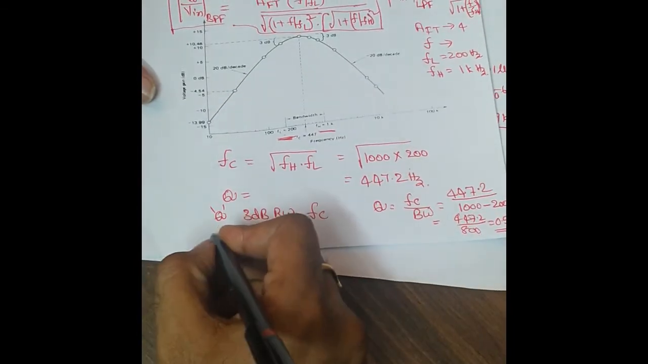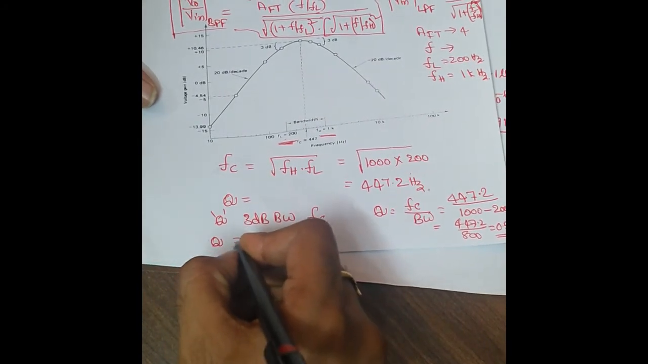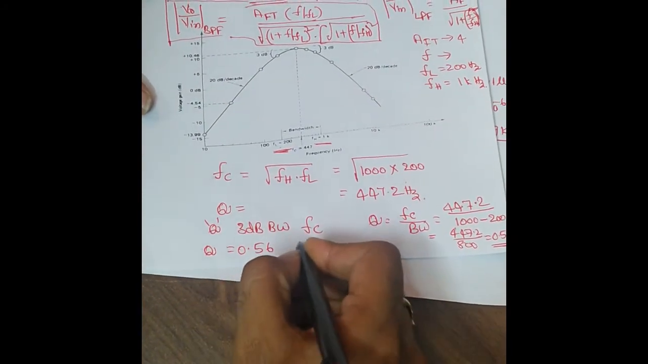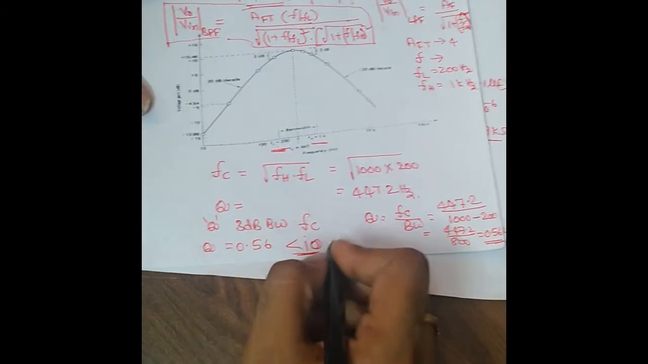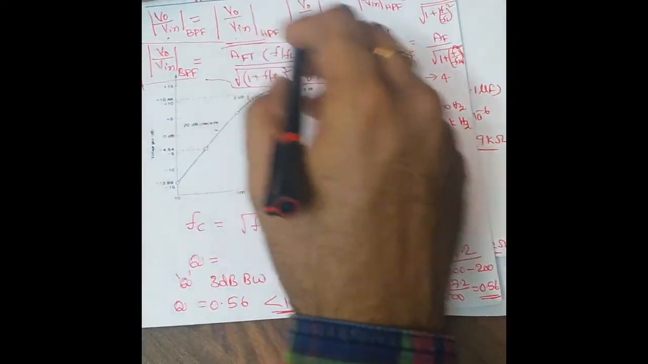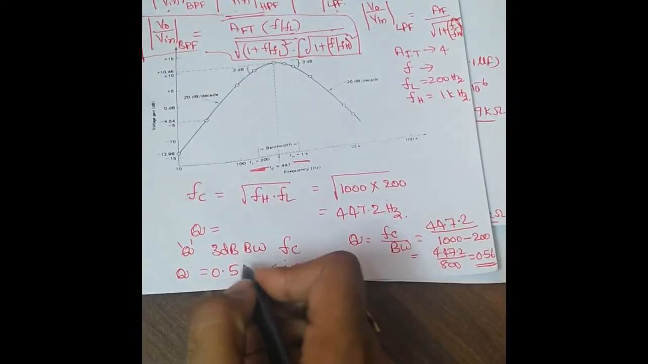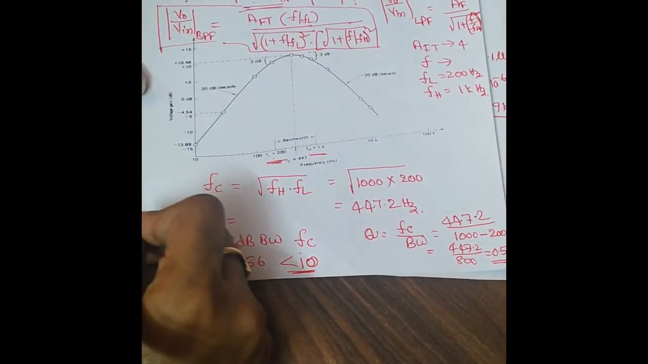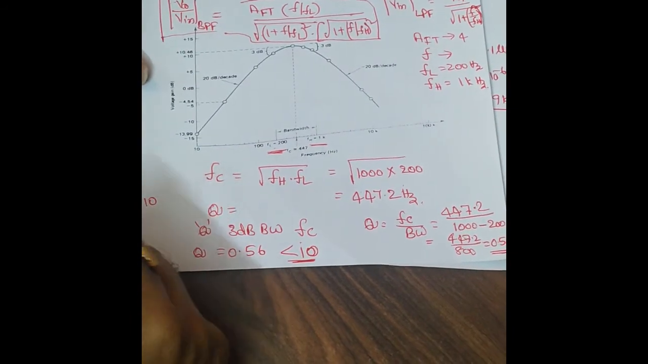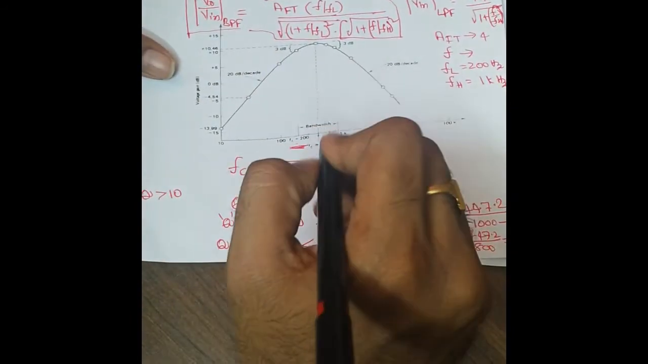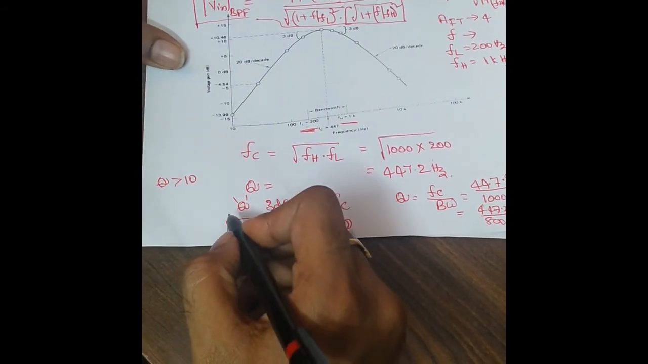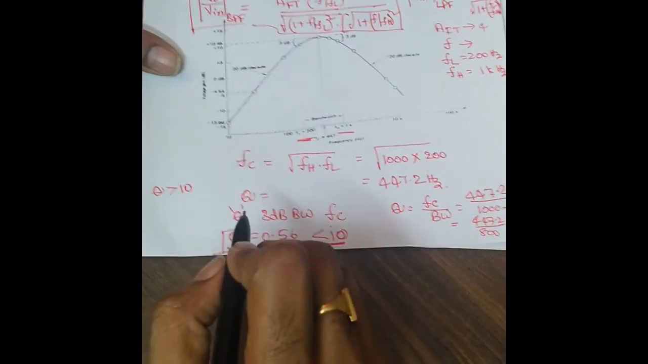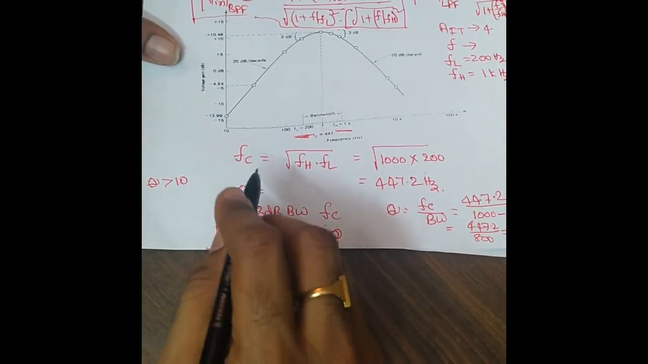Here the value of the quality factor we obtained is 0.56, which is less than 10. If the quality factor is less than 10, then we can say it is a wide band pass filter. If the value of Q is greater than 10, then we can say it is a narrow band pass filter. So depending upon the quality factor, we can say it is a wide band pass filter or a narrow band pass filter.